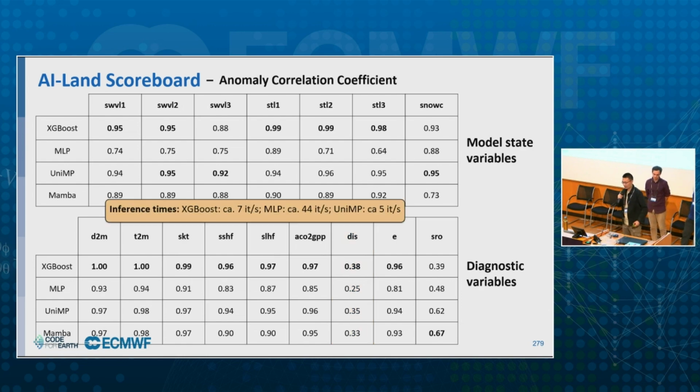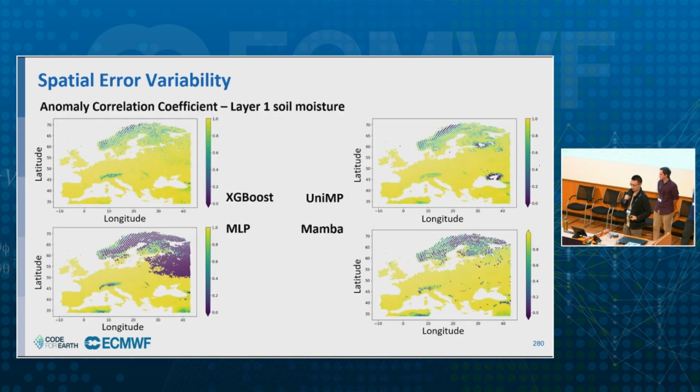And on the other side, considering the trade-off between both the accuracy and the efficiency of the machine learning emulators, we can say that the MLP model is actually the most efficient model we have, because for its inference, it can achieve 44 time steps per second, and this is around 6 or 7 times faster than the XGBoost model. But of course, this somehow sacrifices its emulation performance.